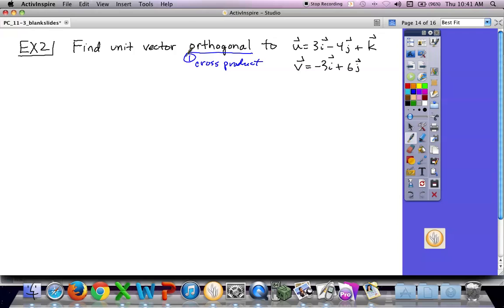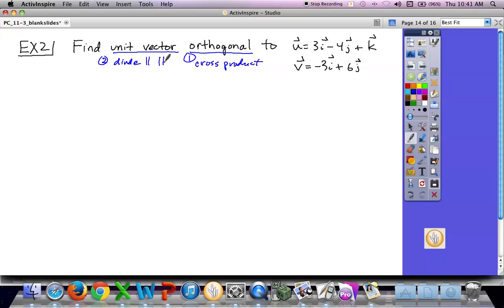What about the unit vector part? How do you turn a vector into a unit vector? And then do what with it? You divide by the magnitude, right? So the first step will be we need to take a cross product to find the orthogonal vector. The second step will be divide by the magnitude.